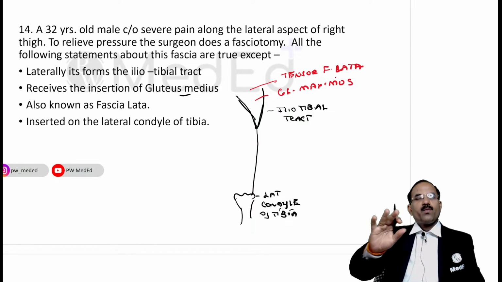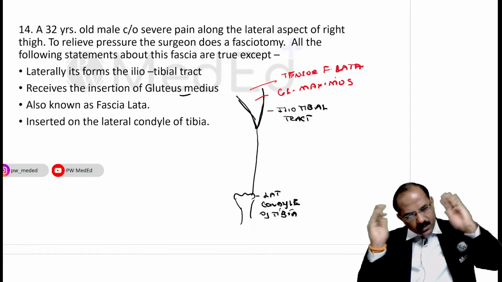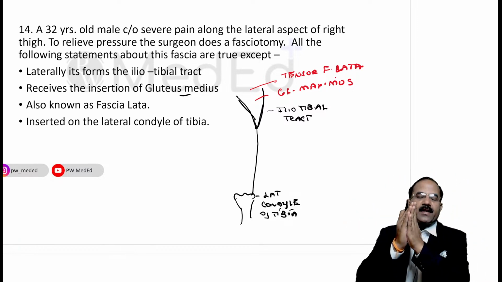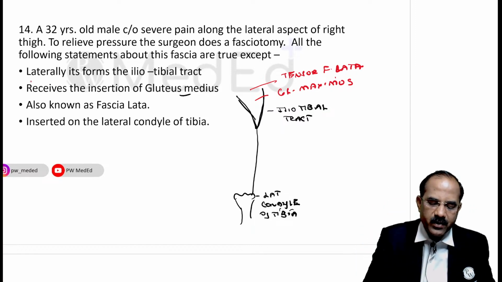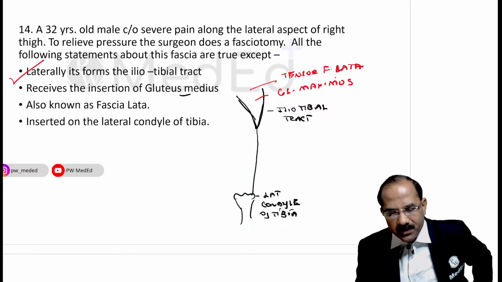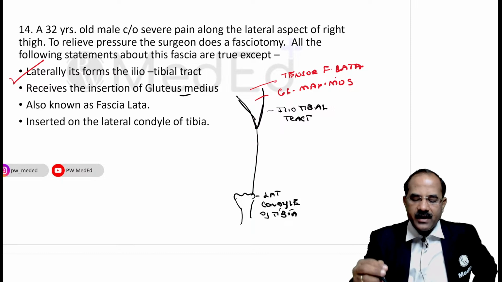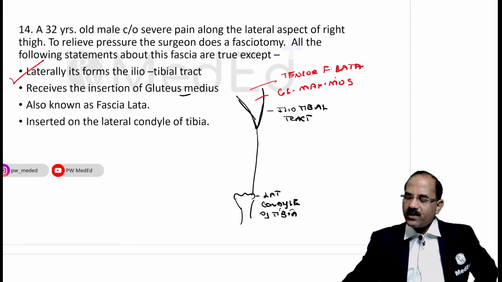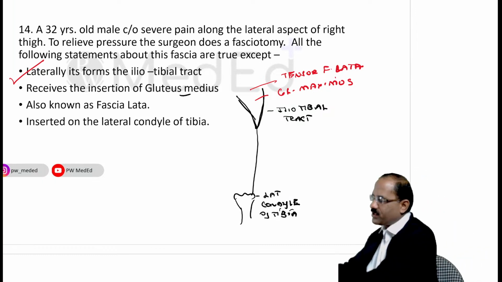Again, I'll tell you again. What is this fascia lata? This fascia lata encloses the thigh. ये thigh को surround करेगा. It surrounds the thigh. On the lateral side, this fascia lata splits. And what is that tract known as? Iliotibial tract. So laterally, it encloses the iliotibial tract. Into this iliotibial tract, there are two muscles which are inserted. One is the gluteus maximus. And the second muscle is tensor fascia lata.